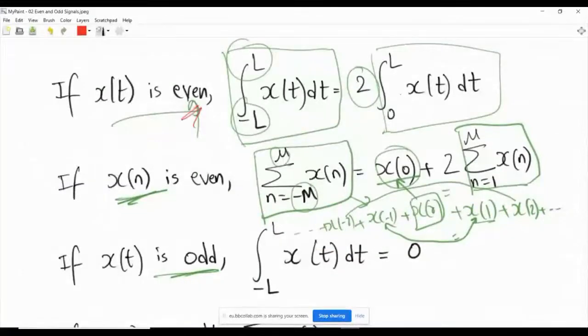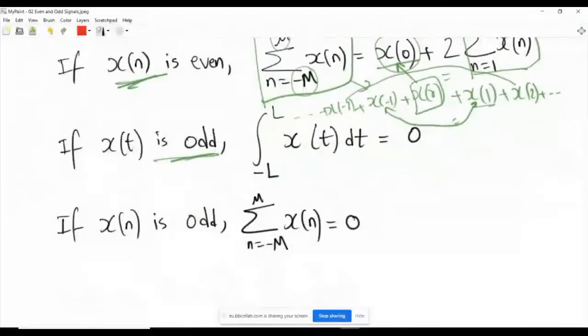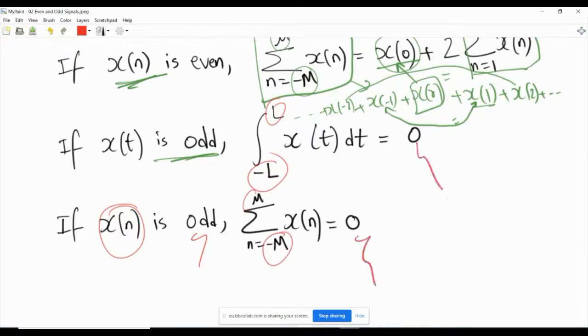But for even signals, you are left with an integral to do. You still need to do this integration from 0 to L. If your x of t is odd, or if your sequence x is an odd sequence or odd discrete time signal, then the integral from minus L to L, or the summation from minus big M to M, will give you 0.